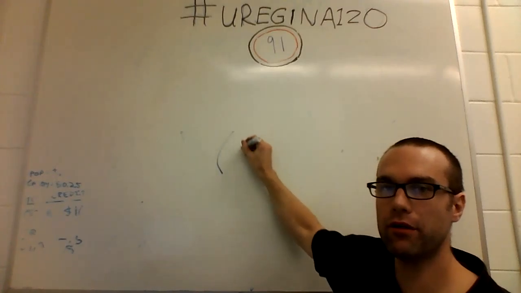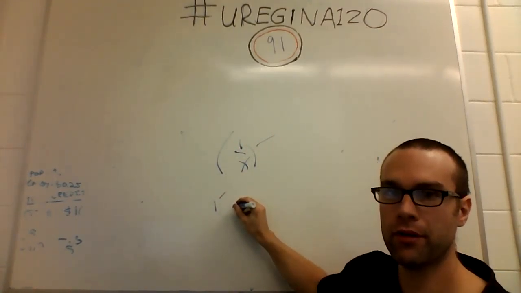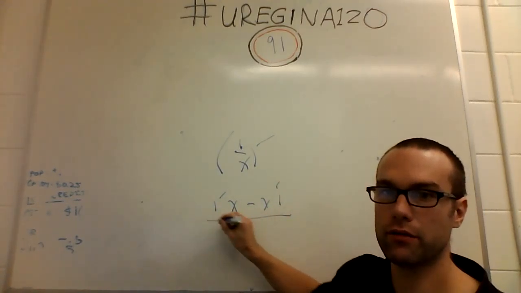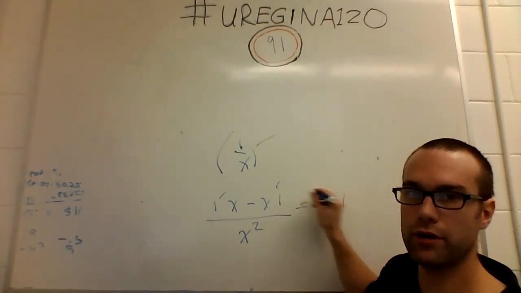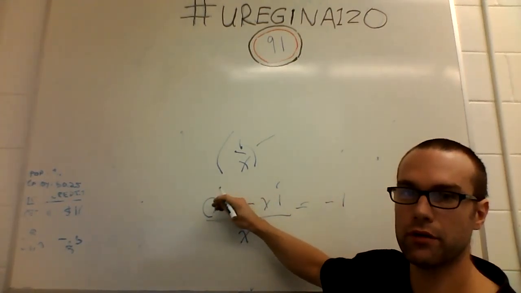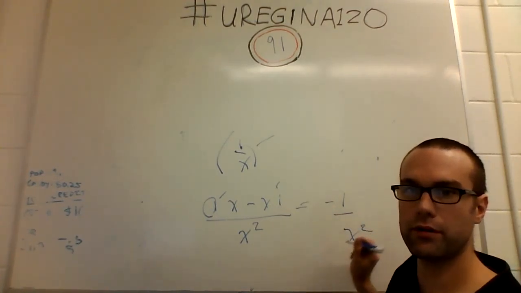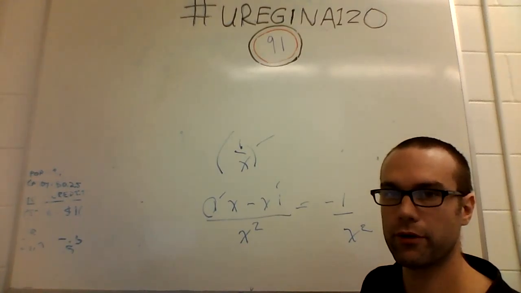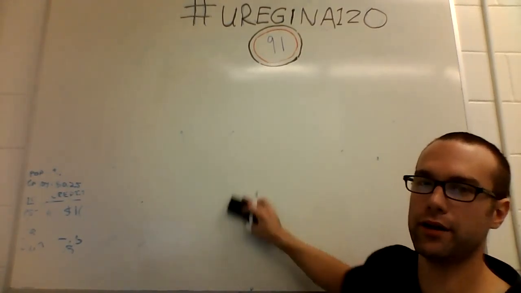Take the derivative of 1 over x. We've got 1 prime x minus x prime 1, over x squared. We can check this: negative 1, because this is 0, remember. We have negative 1 on top over x squared on the bottom. Cool, right? And you can go on and on and on.